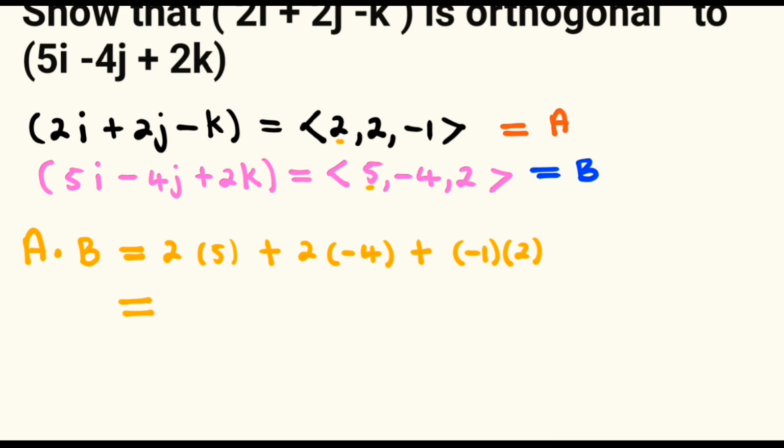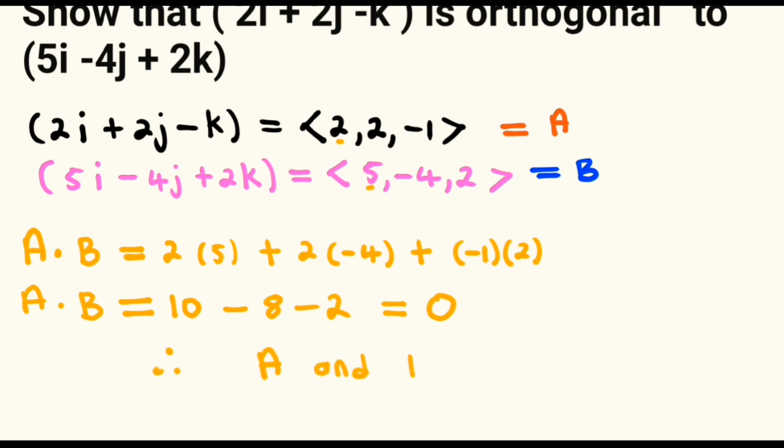2 multiplied by 5 is equal to 10, and 2 multiplied by negative 4 is equal to negative 8. Negative 1 times 2 is equal to negative 2. A dot B will be equal to 10 minus 8, which is equal to positive 2, minus 2, which is equal to 0. Therefore, A and B are orthogonal or perpendicular.